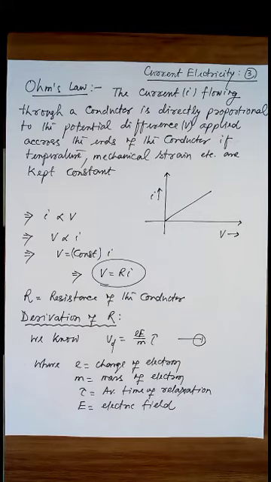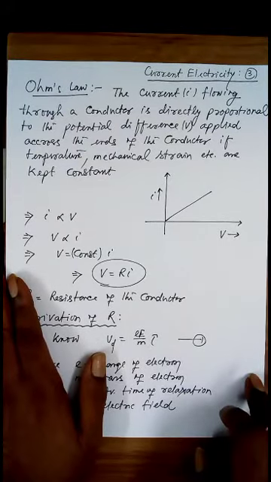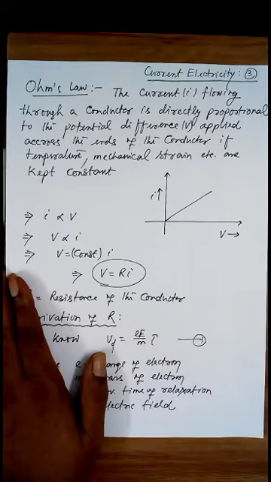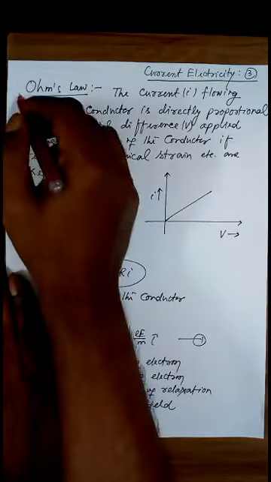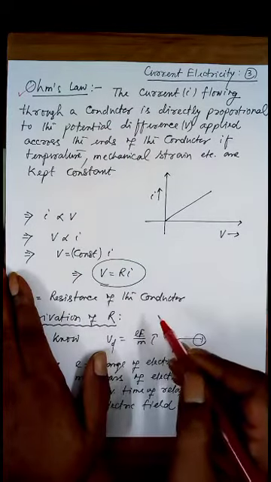Now let us go to current electricity lesson 3. In lesson 2 we learnt about drift velocity and the relationship between drift velocity and current. Now there is a fundamental law called Ohm's law in current electricity.